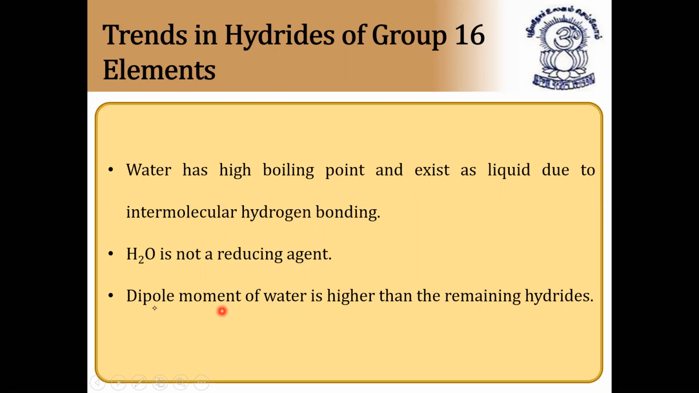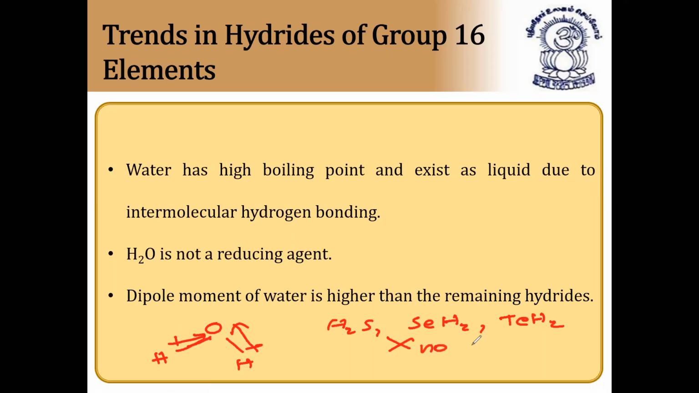They have dipole also. Dipole moment is denoted by the letter mu. So what is dipole moment? It is the migration of electrons towards the more electronegative atom. So from hydrogen, the dipole moment exists, and this is the symbol of dipole moment. So dipole moment is there for water, but it is not there for hydrogen sulfide, hydrogen selenide, hydrogen telluride, etc. No dipole moment.